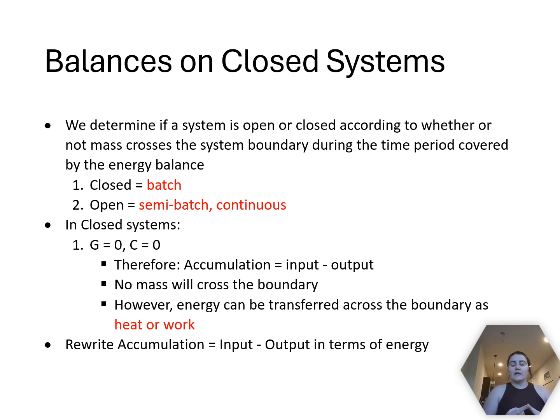If we're taking a look at a closed energy balance, generation is going to equal consumption, and they're both going to equal 0. So therefore, we start in a closed system with accumulation equals input minus output. No mass is going to cross this system boundary, but energy can be transferred across the boundary in two different forms, and those forms are heat and work. So what we're going to want to do is write that general balance equation of accumulation equals input minus output in terms of energy. So that's what we're going to start to learn in this upcoming lecture.